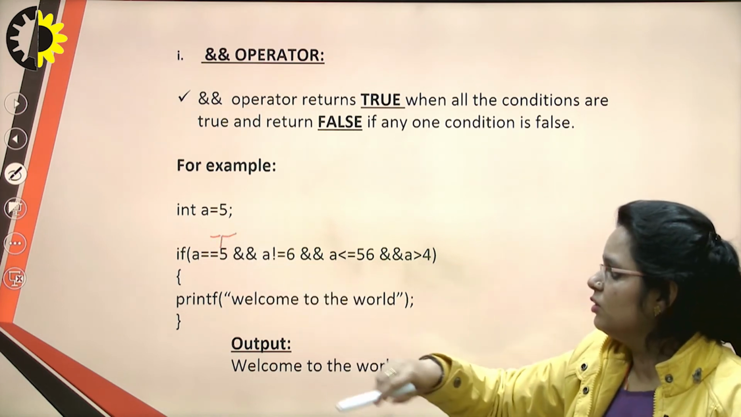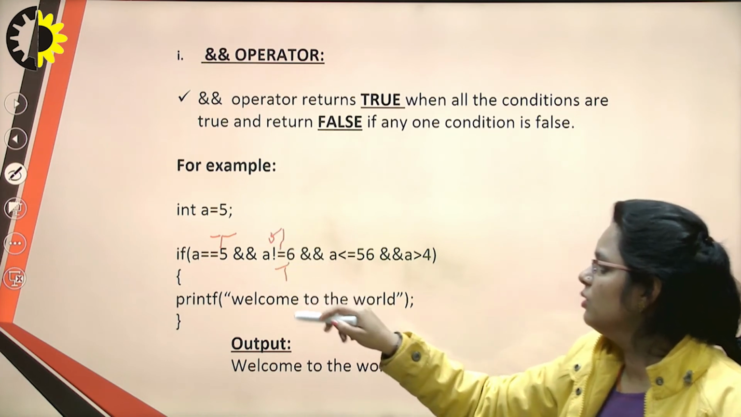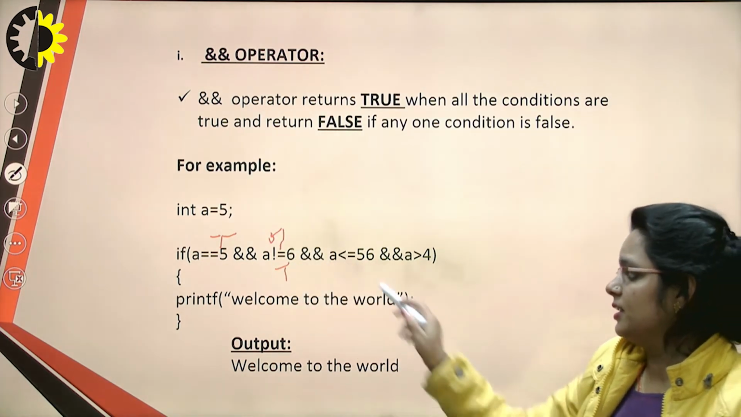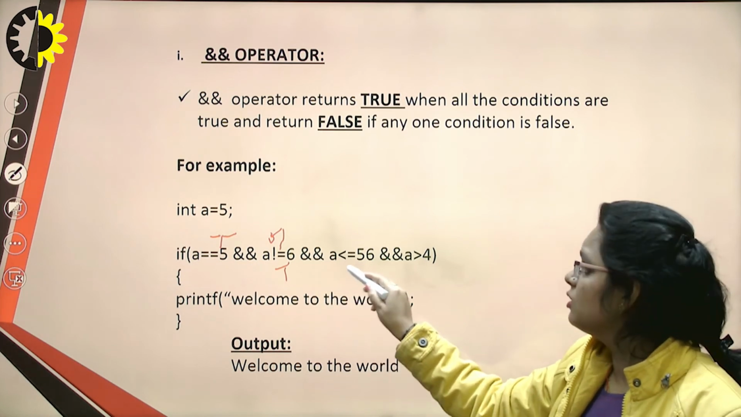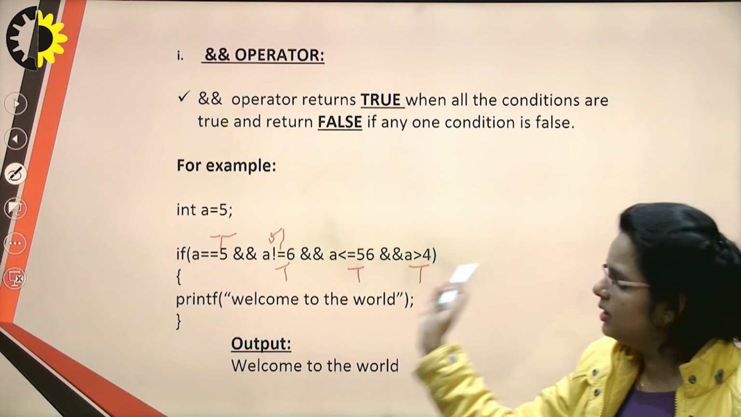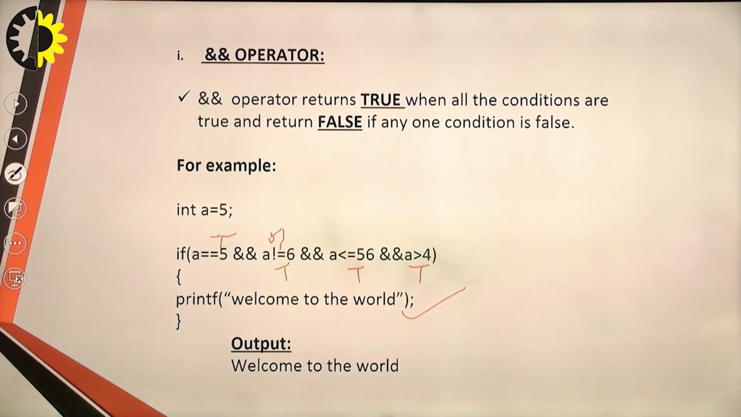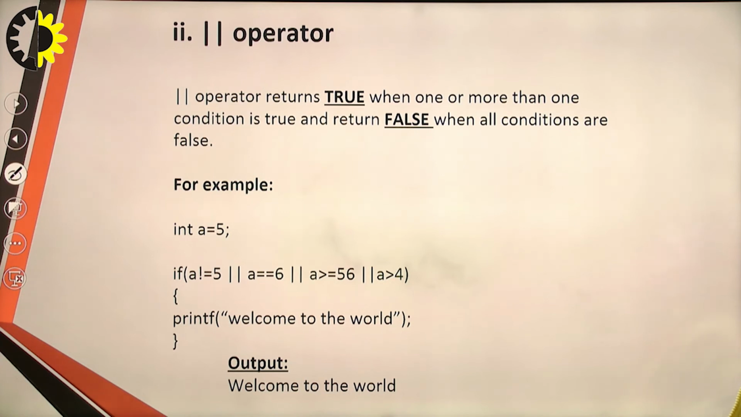And A is not equal to 6. Yes, 5 is not equal to 6, and this is also true. And A is less than or equal to 56. Yes, 5 is less than or equal to 56. This is also true. And A is greater than 4. Yes, A is also greater than 4. So when all the conditions are true, then it is going to print welcome to the world. And how does the OR operator work?